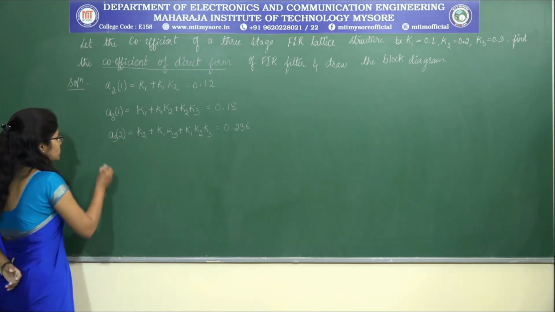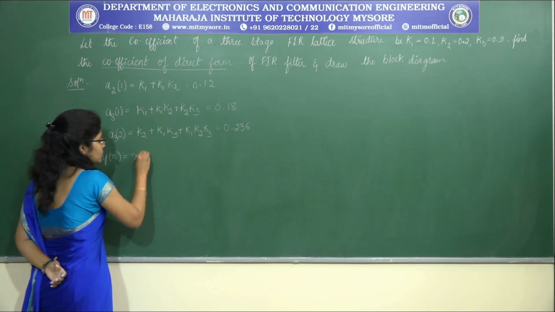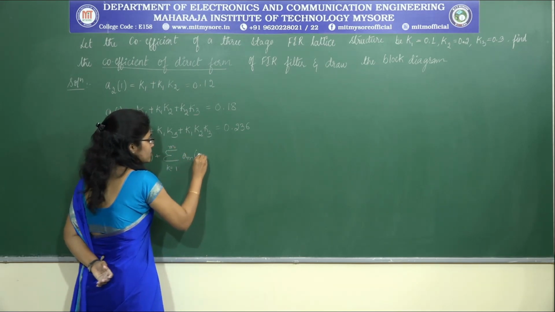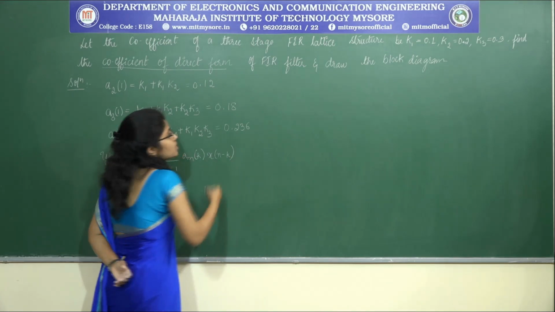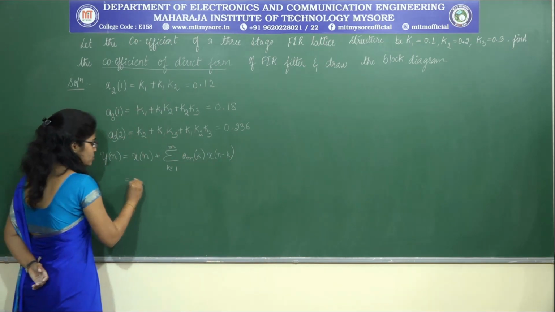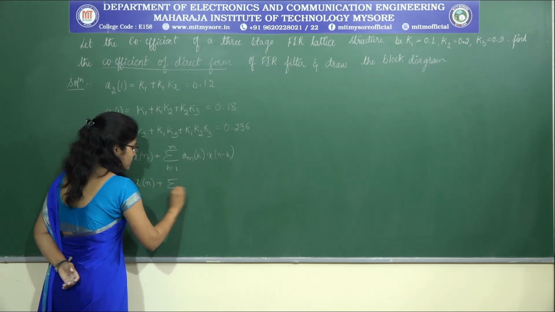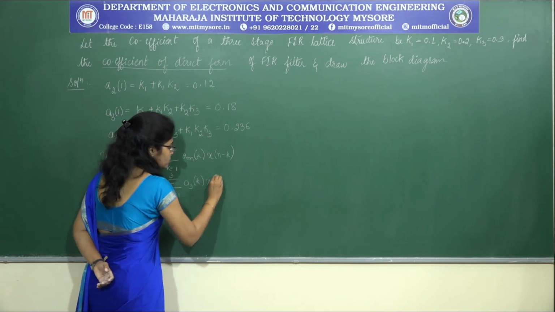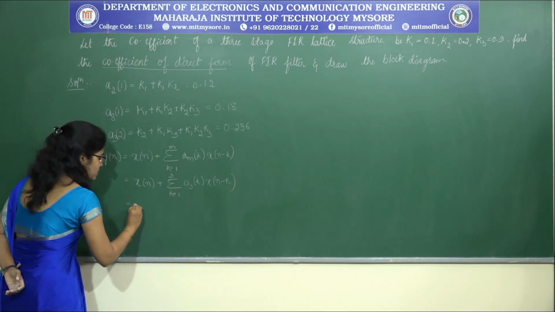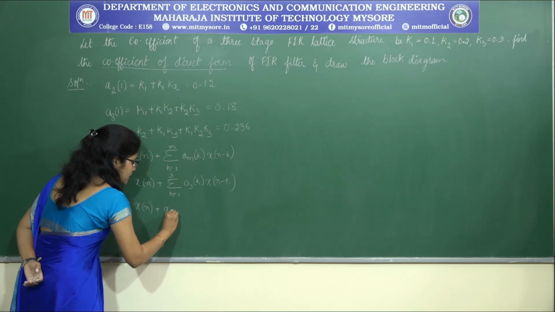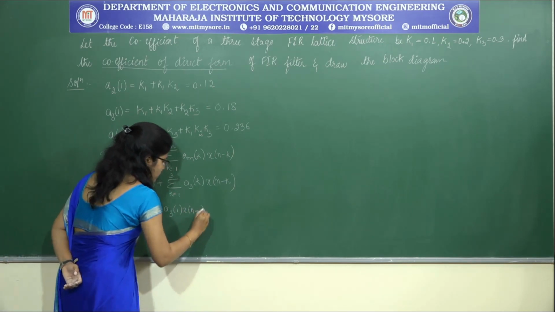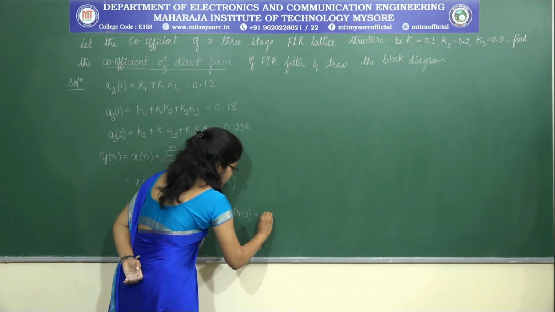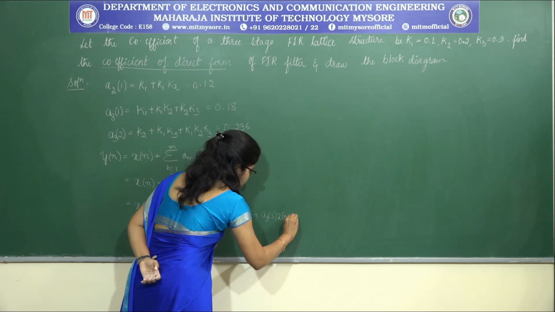Now we know the standard expression for y of n is x of n plus summation k ranges from 1 to m of a m of k into x of n minus k. Since they are telling it as 3-stage, the value of m is 3. If I substitute in this equation, y of n will be x of n plus summation k ranges from 1 to 3 of a3 of k into x of n minus k. If we expand this, x of n plus a3 of 1 into x of n minus 1, plus a3 of 2 into x of n minus 2, plus a3 of 3 into x of n minus 3.